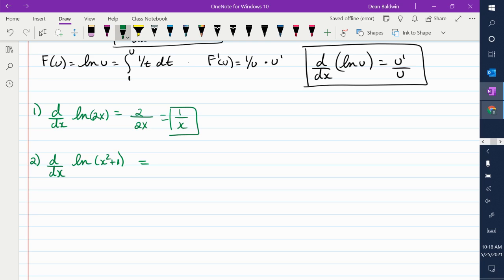The derivative of the natural log of x squared plus 1. That's it. You just take whatever's in there, it goes into the denominator. And then in the numerator, it's whatever that derivative is. So in this case, 2x.